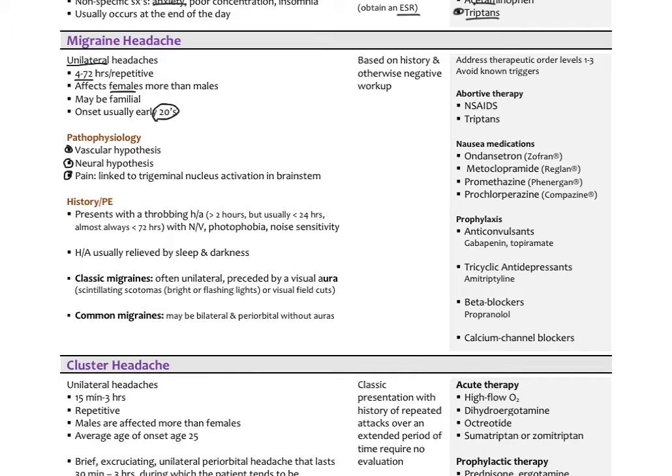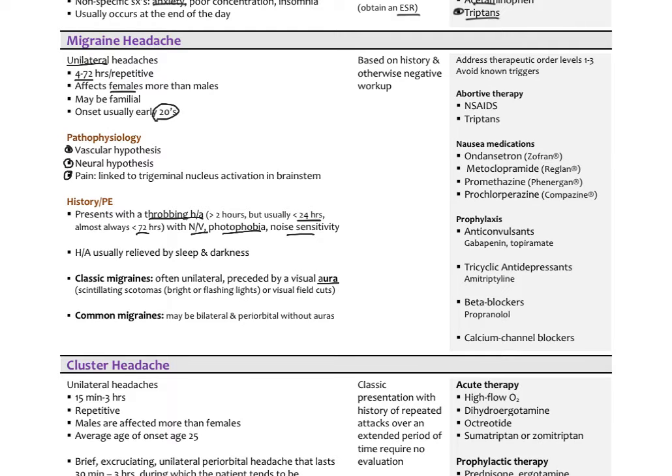Usually the history shows a throbbing headache, usually more than 2 hours, but typically less than a day, almost always less than 72 hours, with nausea, vomiting, photophobia, sensitivity to light, and then noise sensitivity. Headache is usually relieved by sleep and stress. And then classic migraines are usually unilateral, and they're preceded by what's called the visual aura. And that would be bright or flashing lights in the visual field. Those are called scintillating scotomas, or visual field cuts, where you actually lose part of the visual field.